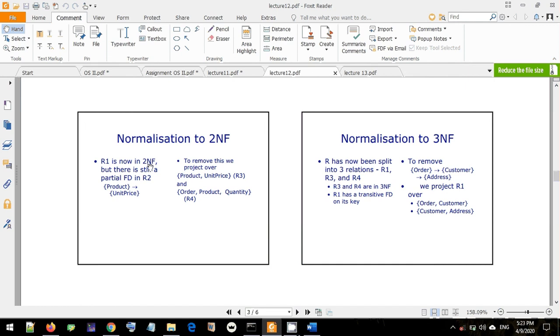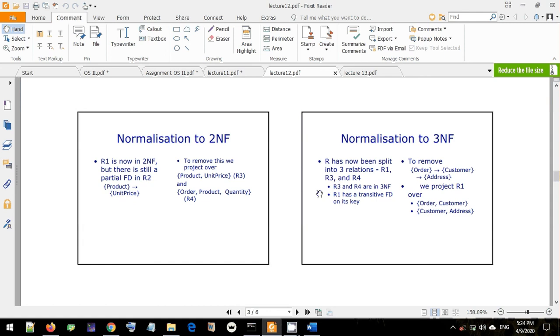Now, R1 is in the second normal form, but there is still partial functional dependency in R2 because product is partially dependent on unit price. Now, to remove this functional dependency in R2, we shall create another table R3 having the attributes product and unit price, and then the remaining attributes, that's order, product, and quantity, will be placed in R4.